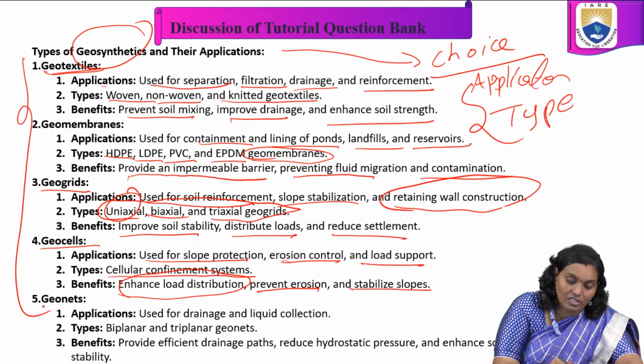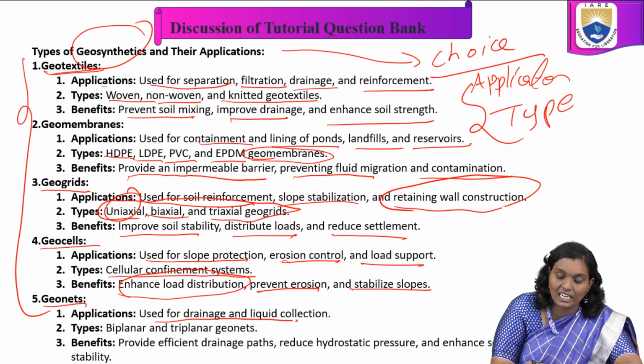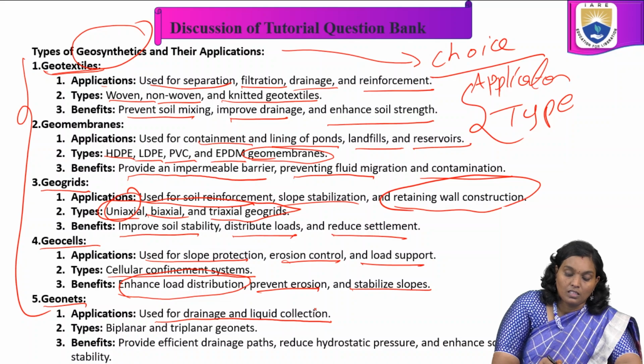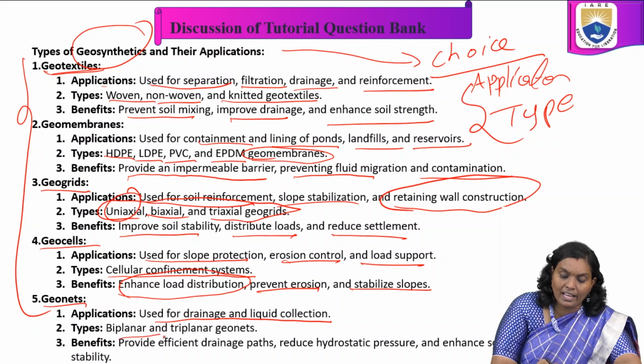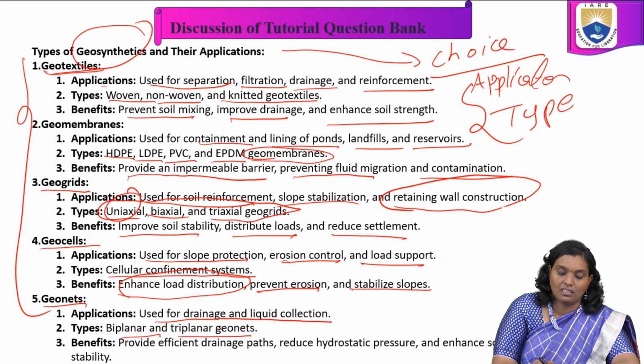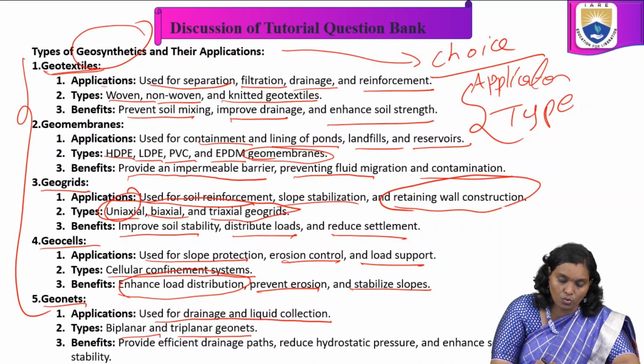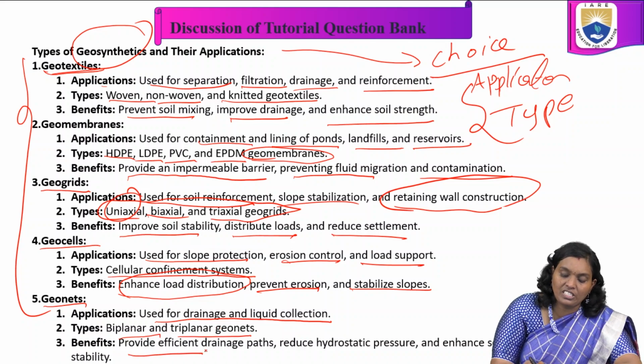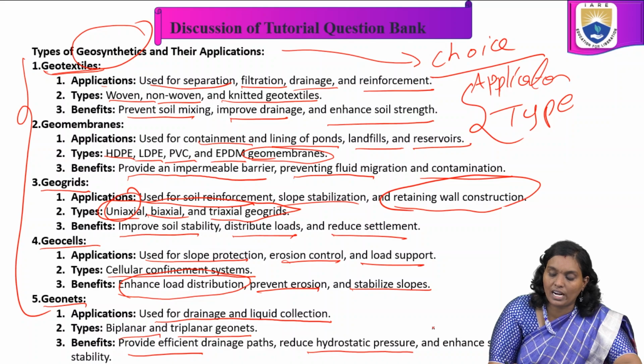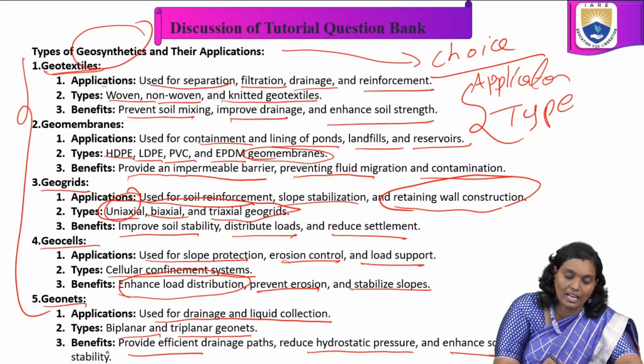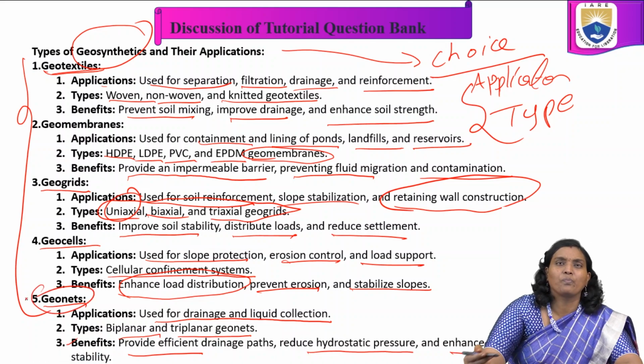And geonets are used for drainage and liquid collection. Biplanar and triplanar geonets are available. Those are the two types. They provide an efficient drainage path, reduce hydrostatic pressure and enhance soil stability, which are the benefits of these geonets.